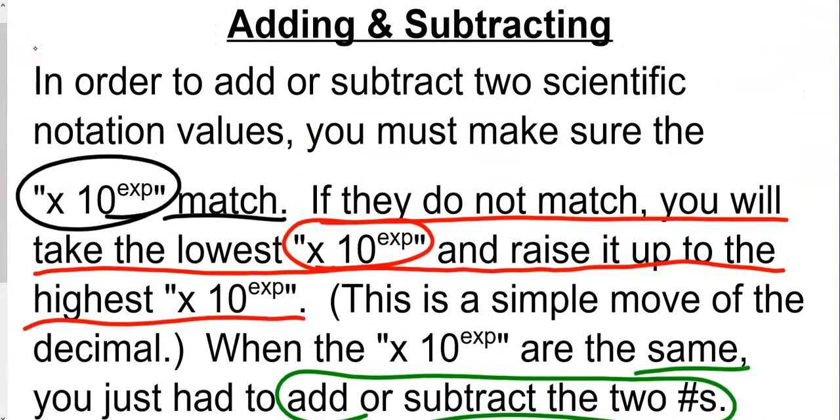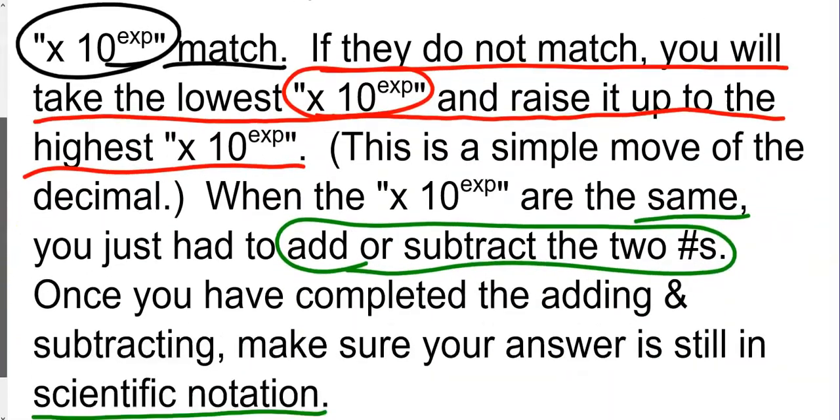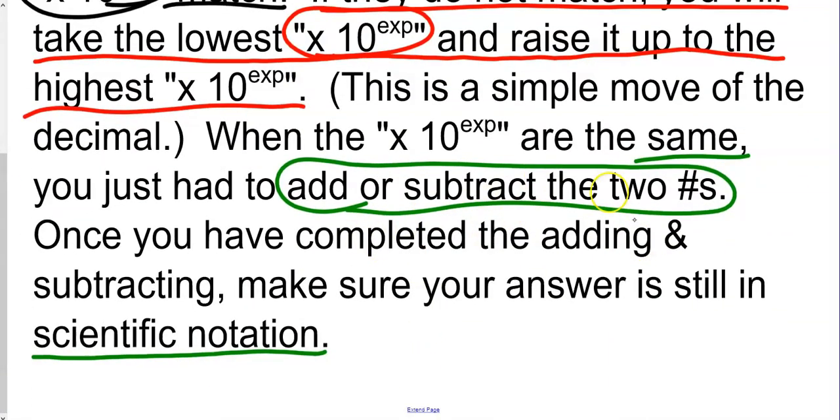So, just to recap, when we're adding and subtracting, it's super easy. We have to make sure that the times 10 to the exponent matches. If it doesn't match, we take the lowest and bump it up to the highest by moving the decimal to the left, which adds on to that exponent. Once they match, we add or subtract the two numbers together. And then in the end, you have to double check your answer and make sure that it is still a scientific notation number. In other words, you have to check that the number is still between 1 and 10.